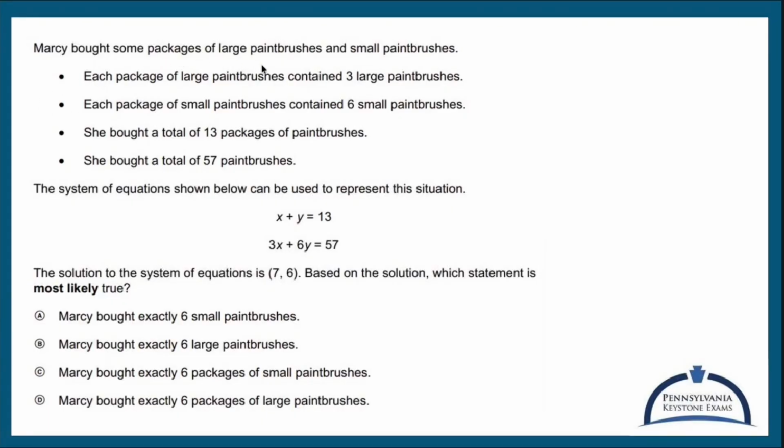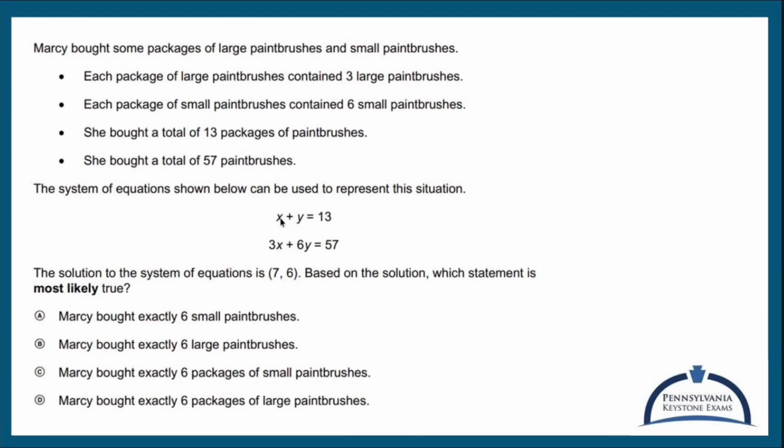Marcy bought some packages of large paintbrushes and small paintbrushes. Each package of large paintbrushes contained 3 large paintbrushes. Each package of small paintbrushes contained 6 small paintbrushes. She bought a total of 13 packages of paintbrushes, and she bought a total of 57 paintbrushes. The system of equations shown below can be used to represent the situation.